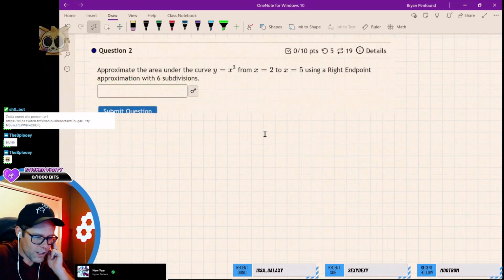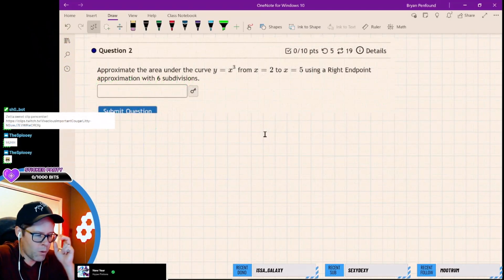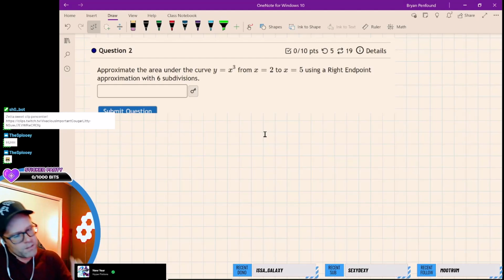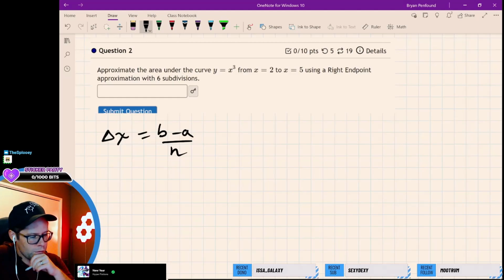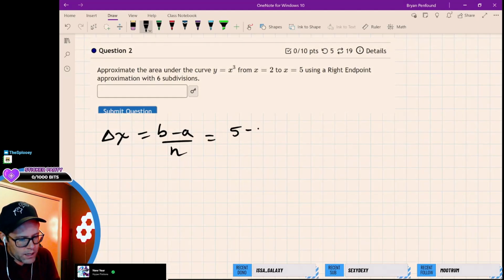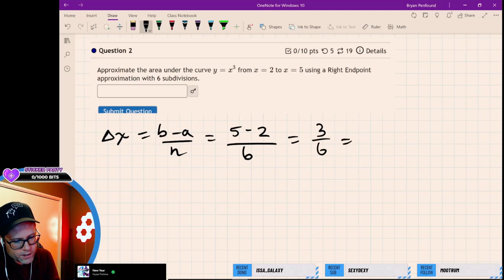Approximate the area under the curve from 2 to 5 using right endpoint approximation with 6 subdivisions. Goodness gracious. So the subdivision sizes are called delta x. We know that delta x can be found by using the formula b take a over n. So in our case, we're going to do 5 take 2 over the number of subdivisions that we want. So our subdivisions have to be of size 1/2.